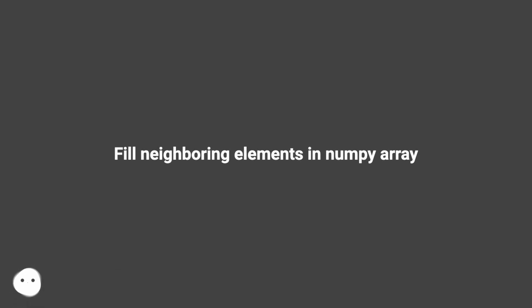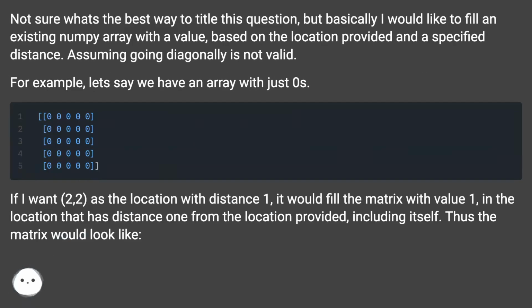Fill neighboring elements in NumPy array. Not sure what's the best way to title this question, but basically I would like to fill an existing NumPy array with a value, based on the location provided and a specified distance. Assuming going diagonally is not valid. For example, let's say we have an array with just zeros.